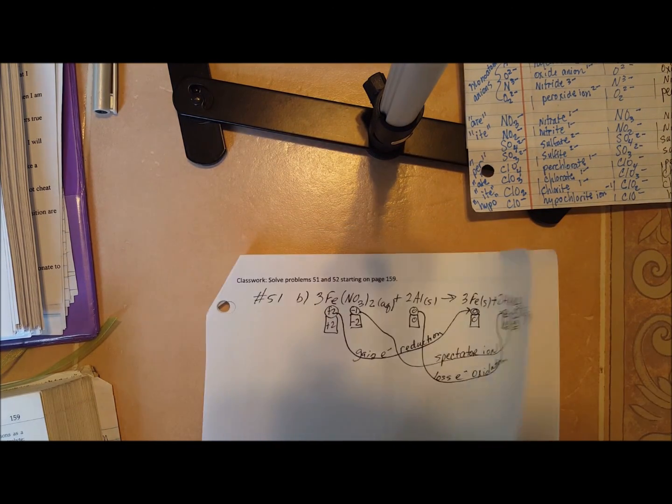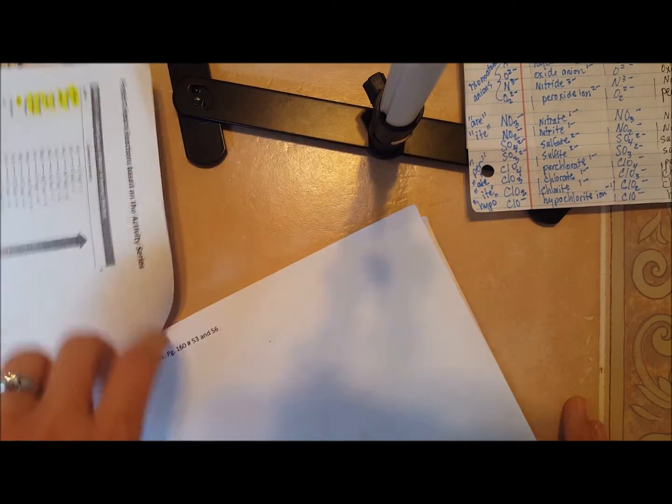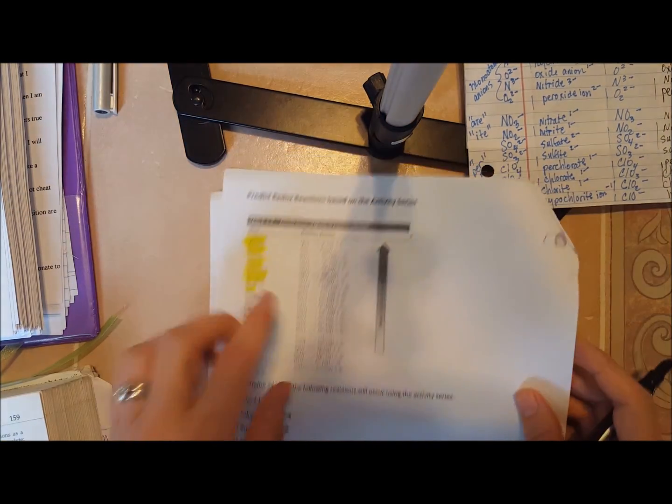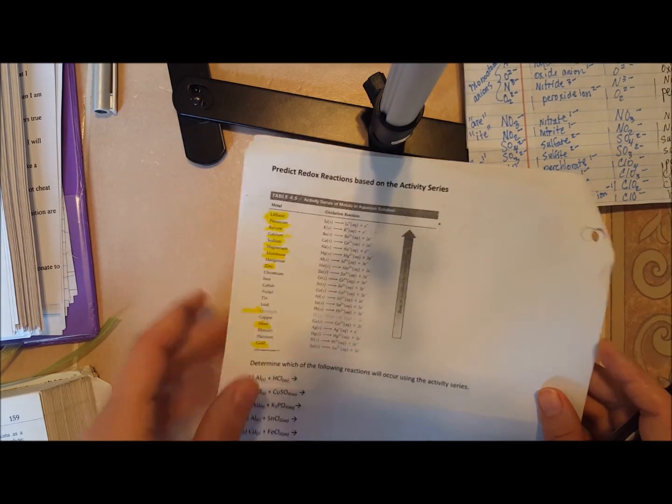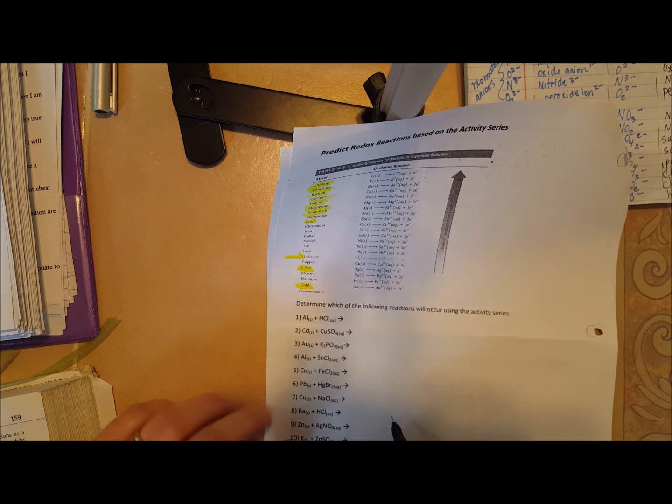I said this one was challenging, but this isn't the problem that's challenging. It's the next one. We already did this: predict redox reactions based on the activity series. And if you want to take one, let's just look at number 9, for those of you who still feel a little confused.